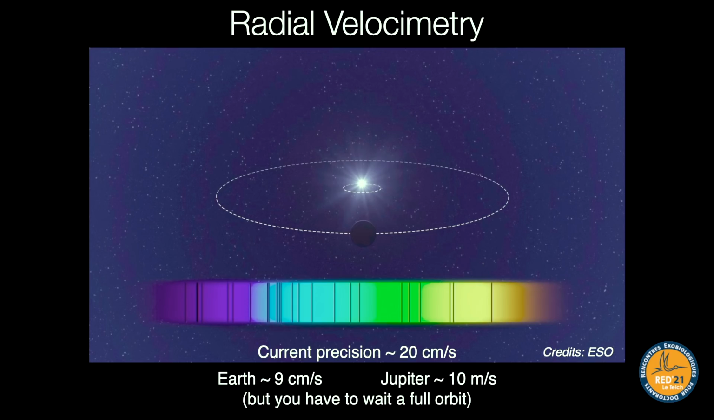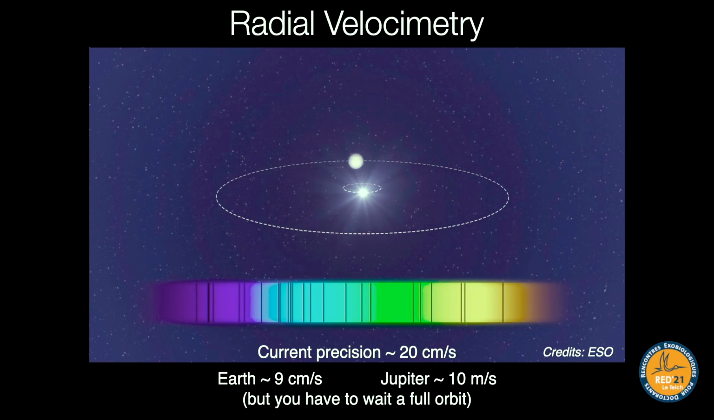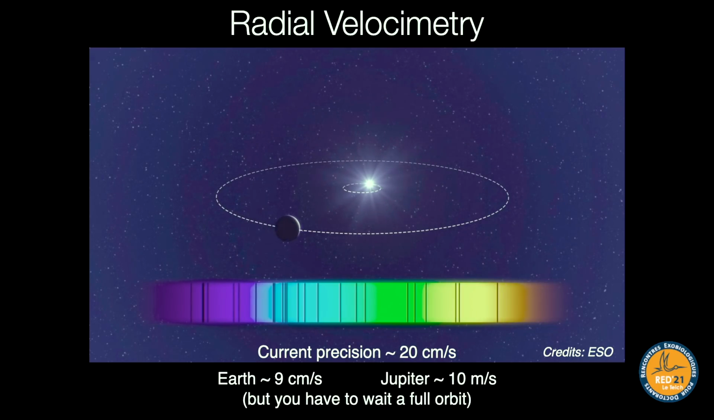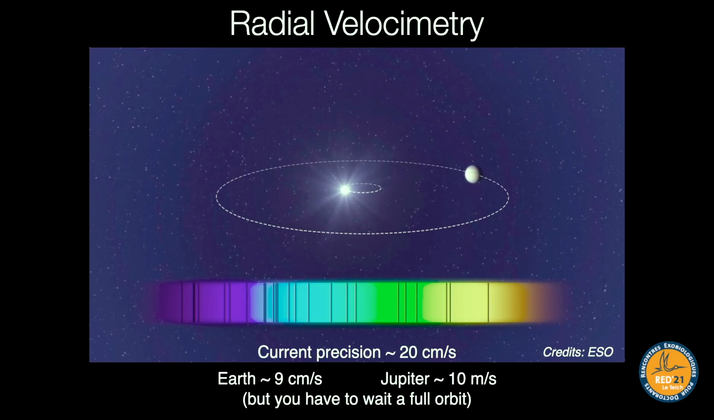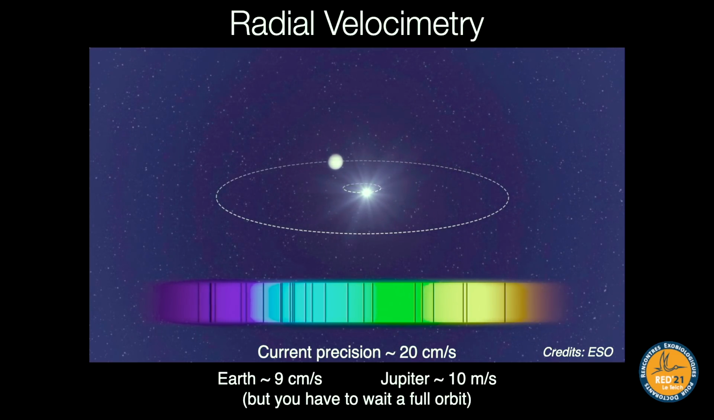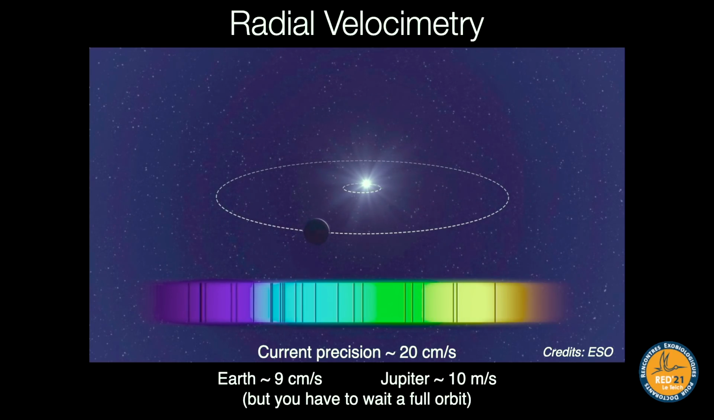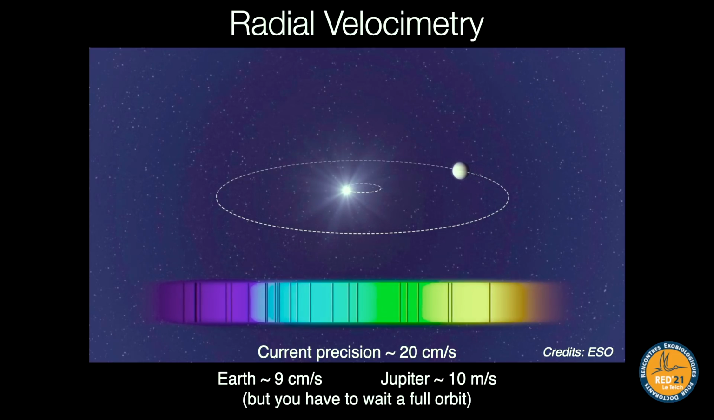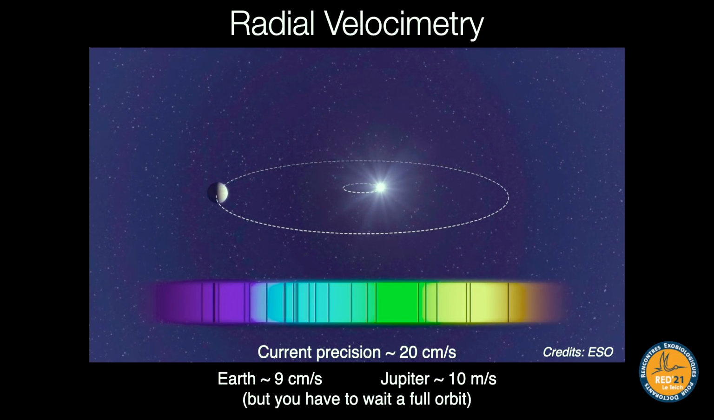For radial velocimetry, the main idea is that when you have a planet orbiting around a star, we always say this, a planet orbiting around a star. But actually what is happening is that we have a planet and a star orbiting around the center of mass of the system. And because the planet is much lighter than the star, the planet does a much bigger motion, but the star still has some motion around this center of mass.